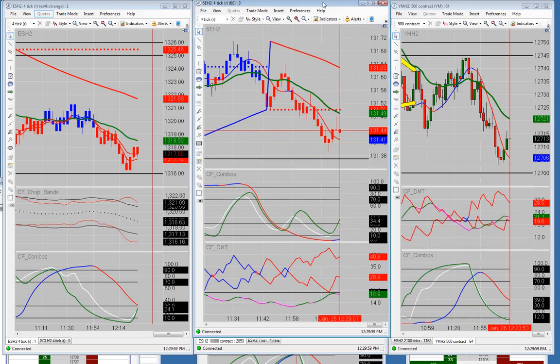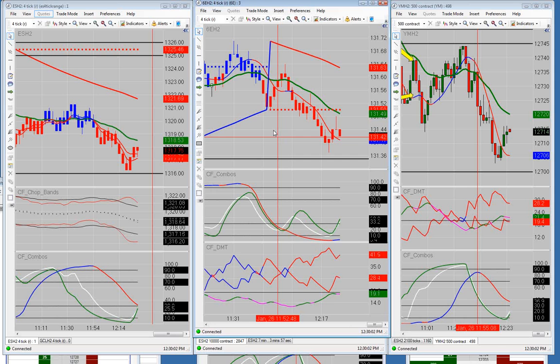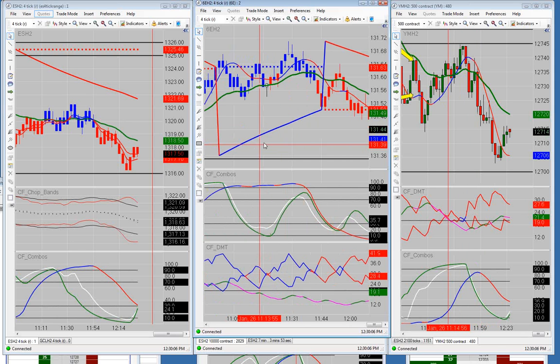Let's see. I have another 6E chart. I just need to show up. Here it is. All right, somebody has got an echo in the background here.